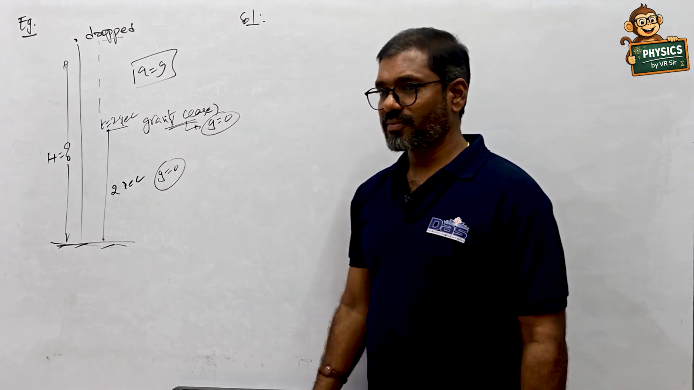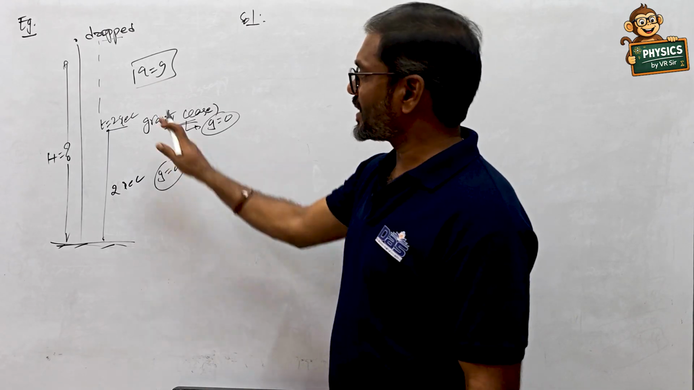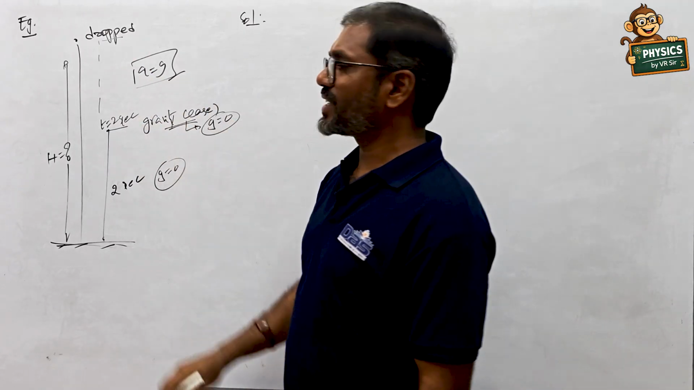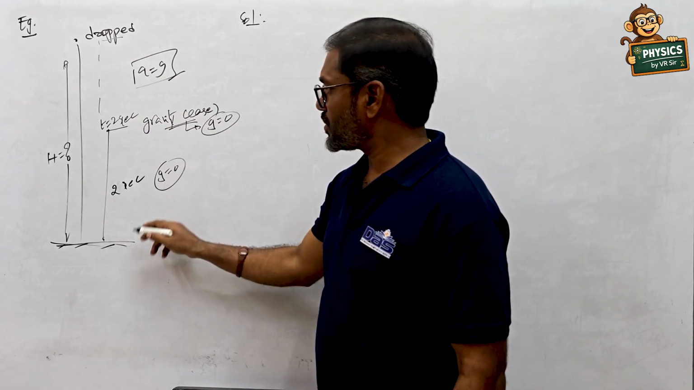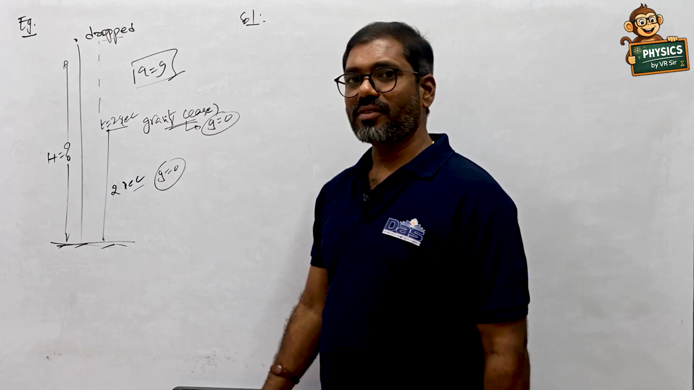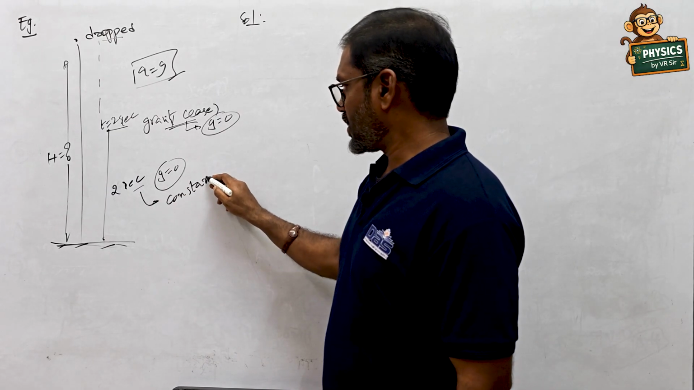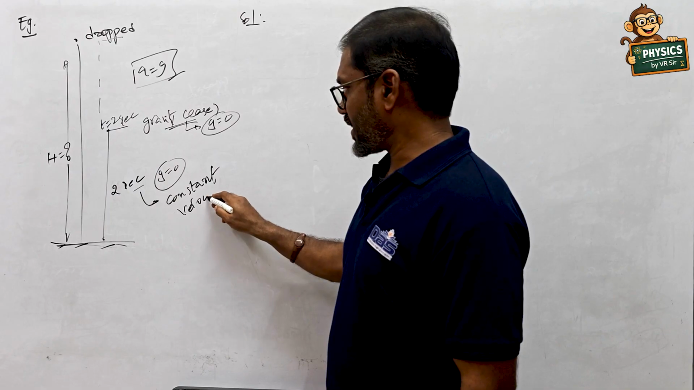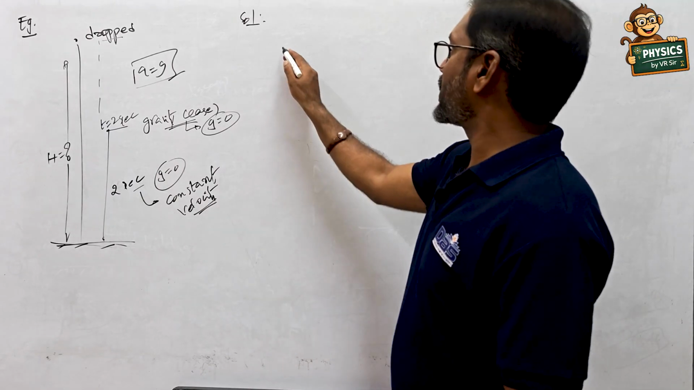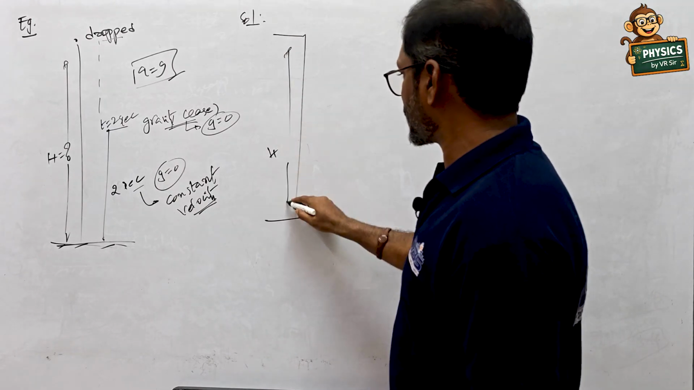Now how can we do this? Split it into 2 categories. This is category number 1, constant acceleration, and this is category number 2 with 0 acceleration. This 0 acceleration case is nothing but a constant velocity case. Now let me take this as the total height h.